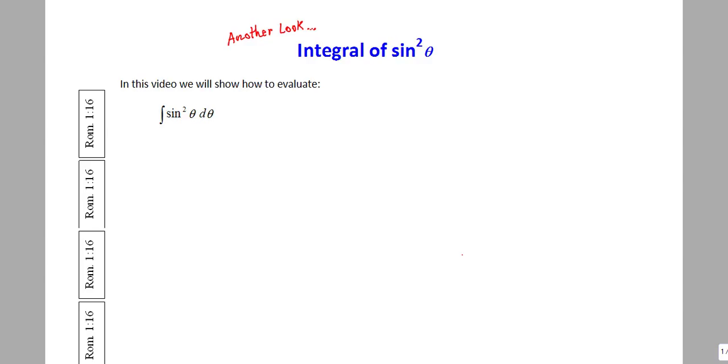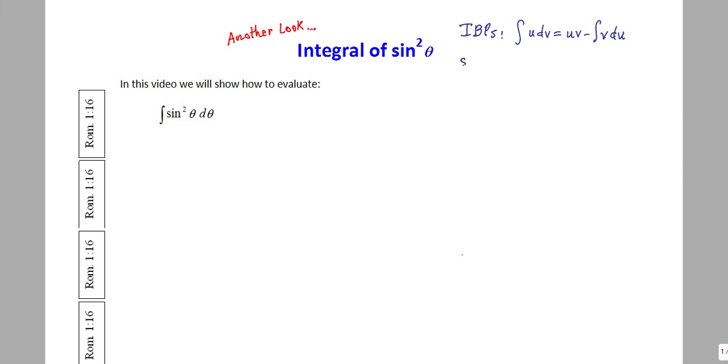The only difference being is that now this is sine squared theta. But we're basically using the same ingredients, okay? So we have the integration by parts. Let's remind ourselves, I've asked us numerous times, let's memorize this. Integral of u dv equals u times v minus the integral of v du.